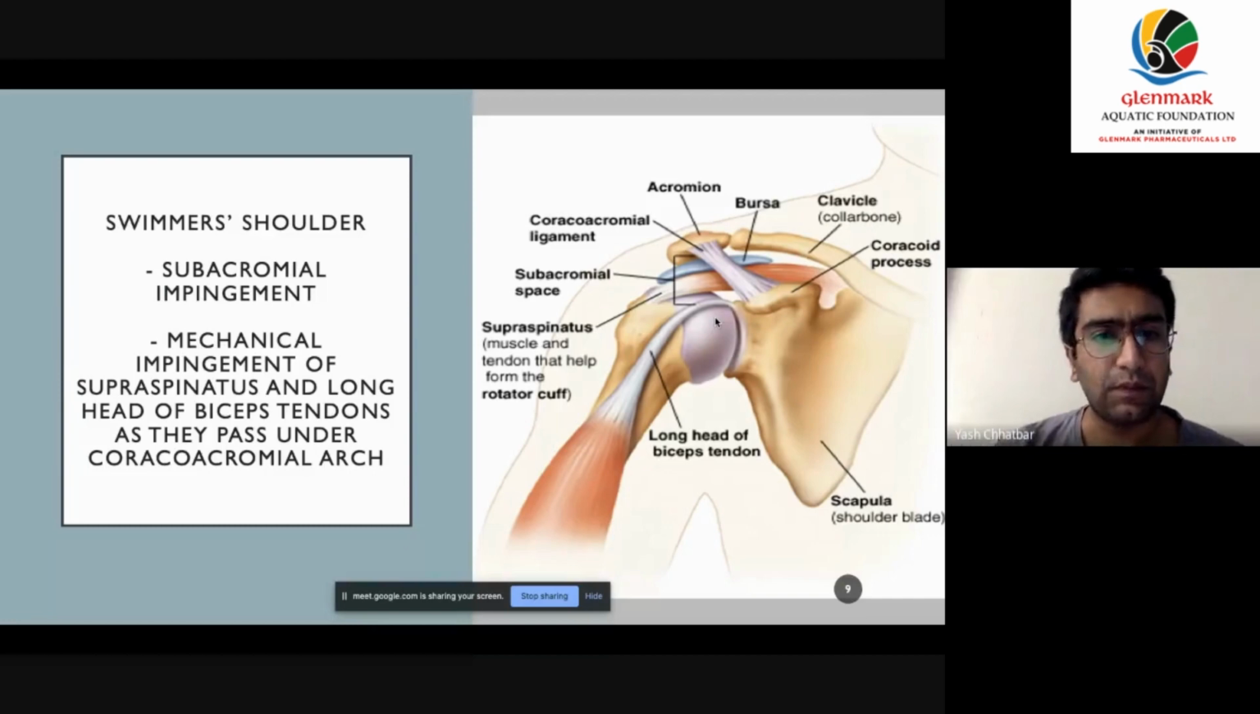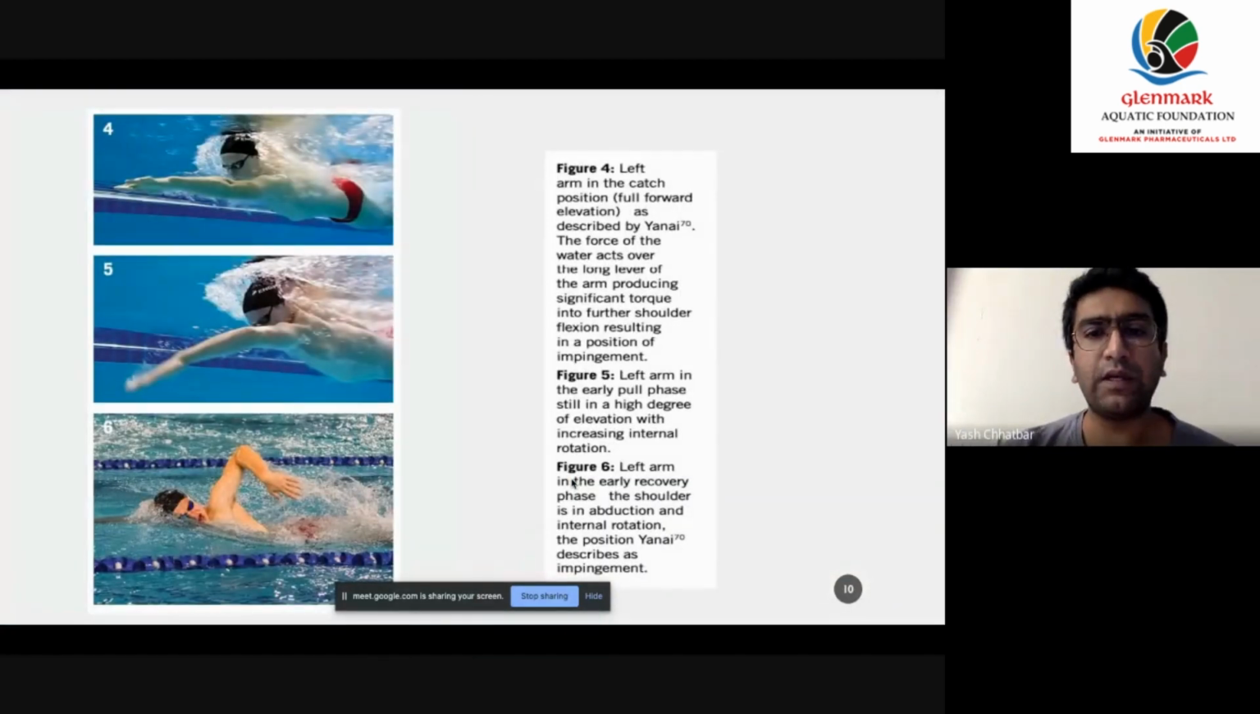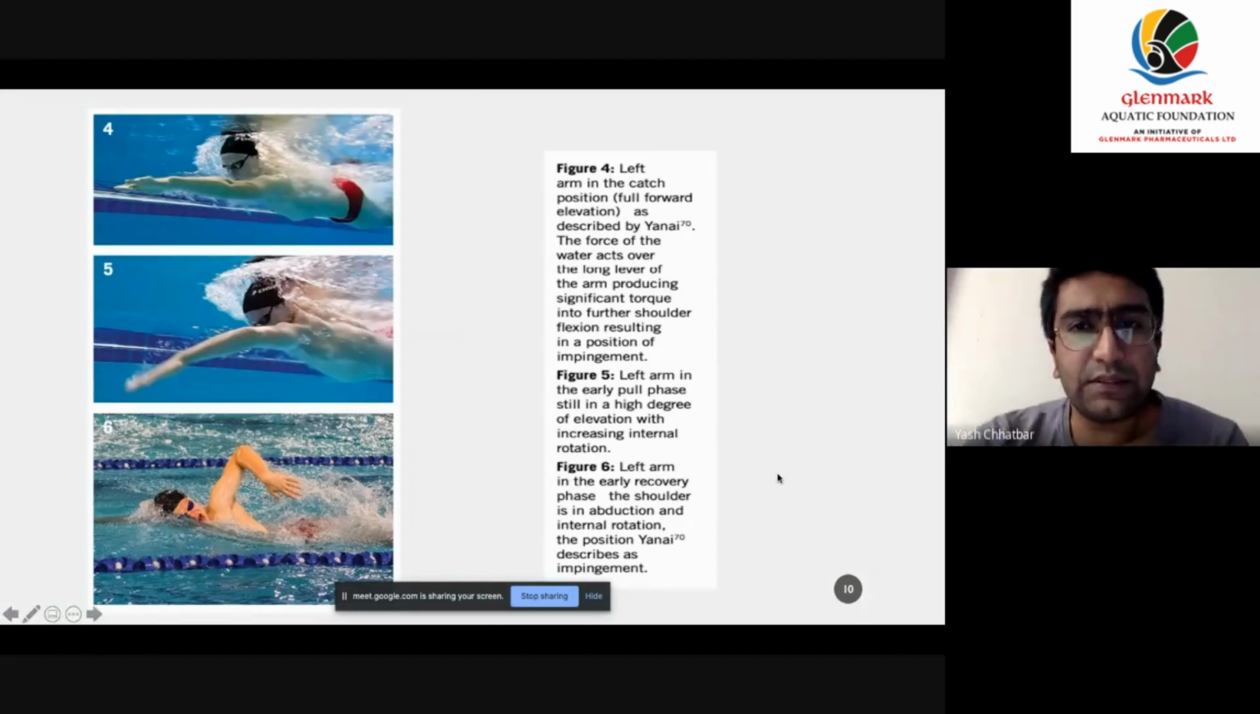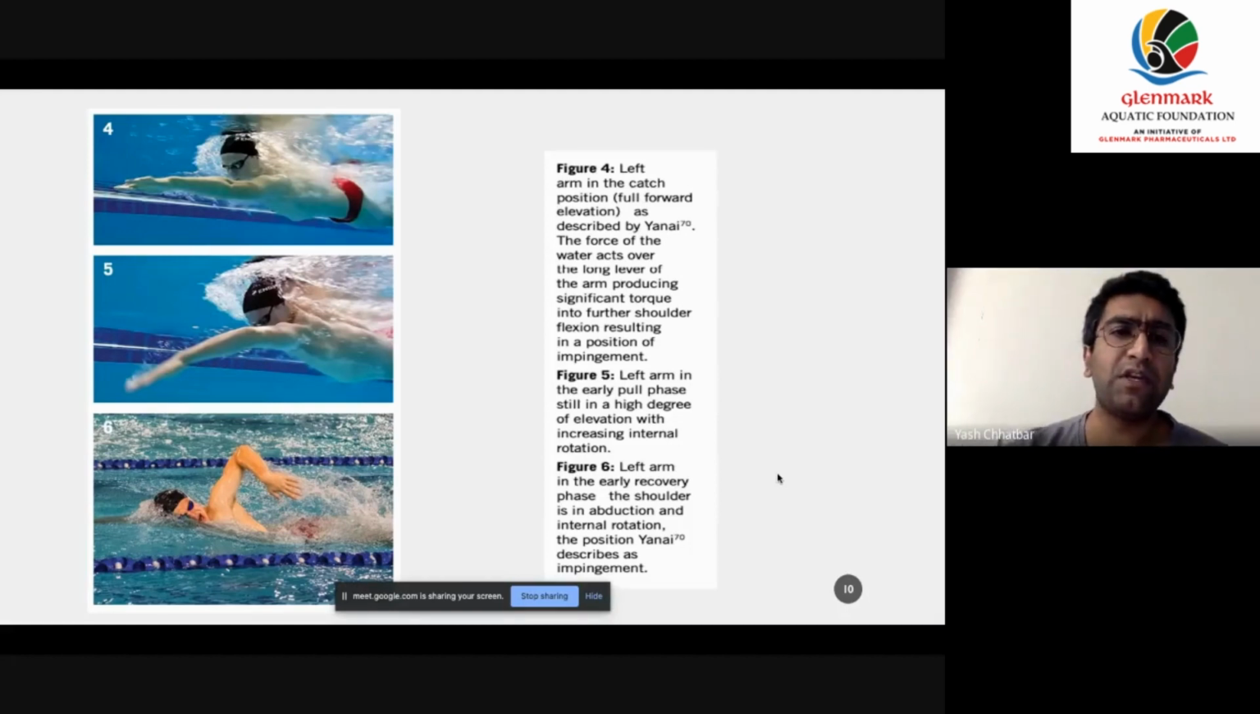Now over here, if you closely look at this phase, figure 4, left arm in the catch position, full forward elevation. The force of the water acts over the long lever of the arm, producing significant torque into further shoulder flexion, resulting in a position of impingement over here. So as soon as the hand is inside the water, you start internally rotating, and that puts forces over here.